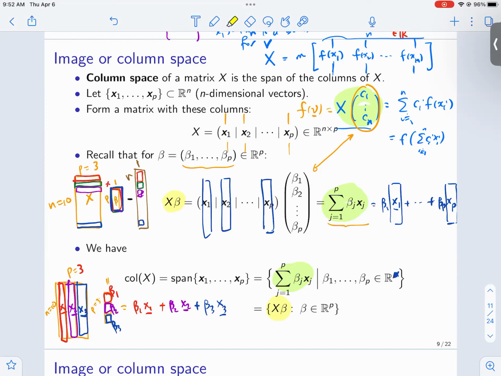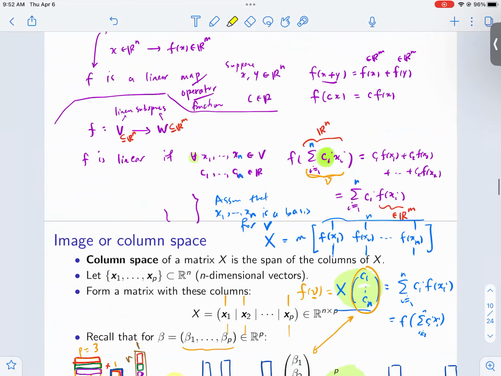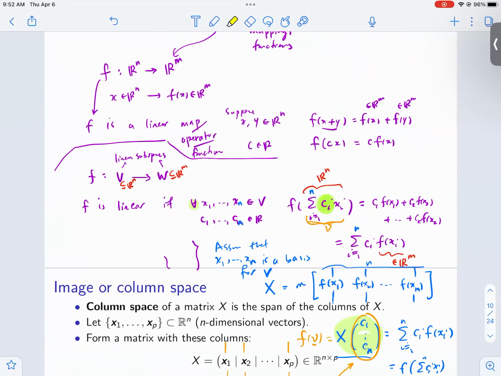These are in the image of the function. So this is the set of vectors that are in the image of the function. All the vectors in R^p here are mapped to things that look like X beta, and as beta varies, you cover everything in the image of the function. When you write a function like this, it's not necessary that you cover all of R^m; you cover a subspace of R^m, which is the column span of the corresponding matrix.